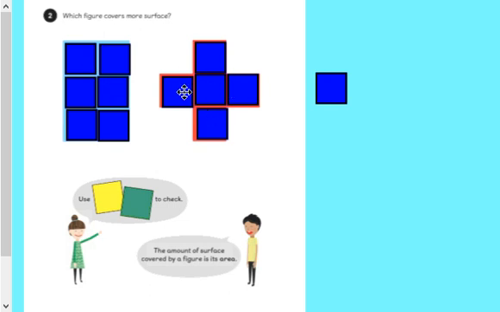This shape has 5, 1, 2, 3, 4, 5, where this shape over here has 6, 1, 2, 3, 4, 5, 6. So answering our question, which figure covers more surface? Well, it's this shape here. And we've proved that because we've got 6 squares here where we can only fit 5 on that shape there. And that is said to be its surface area. So the surface area of this shape is larger than the surface area of this shape.